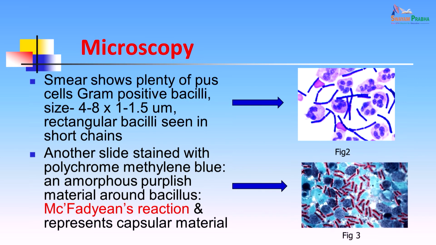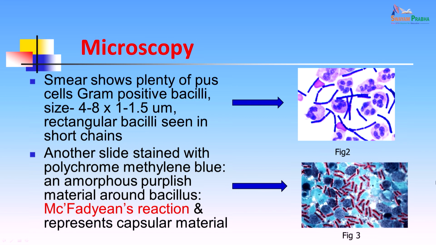On microscopy, the smear showed plenty of pus cells, gram-positive bacilli about 4 to 8 microns in size by 1 to 1.5 microns. So, they were fairly large rectangular bacilli seen in chains with a halo of a capsule around them. This particular picture shows the gram-positive bacilli present in chains and the plenty of pus cells that you see there. They give a halo of a capsule, but the capsule is not very clearly seen.